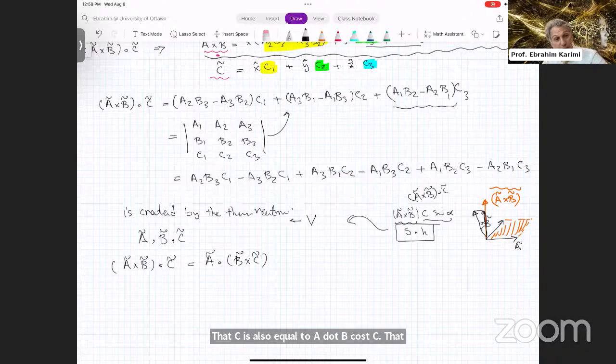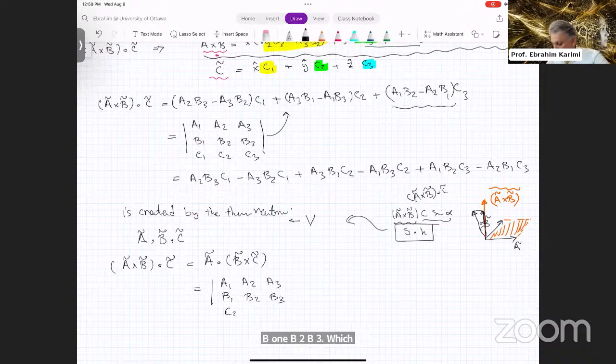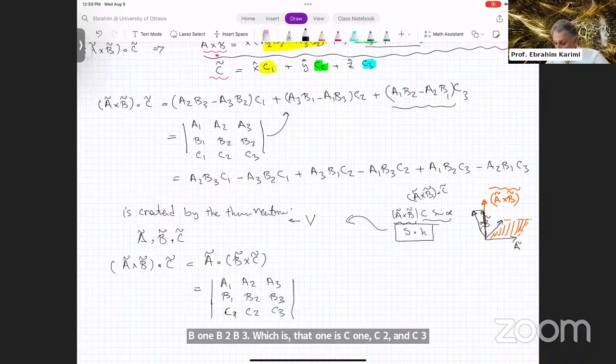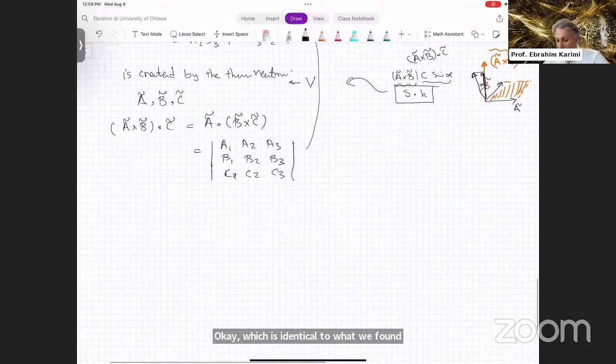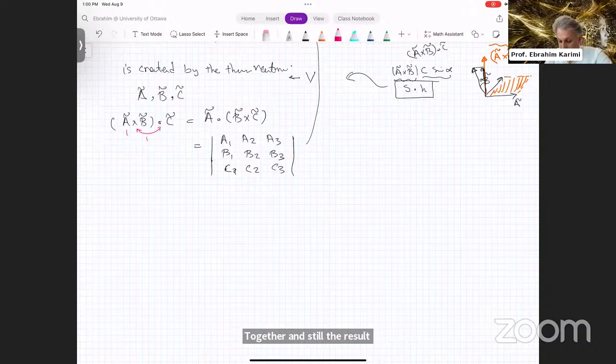That can be seen also from the determinant. If you look at the determinant of this, essentially it is equal to the rows A1, A2, A3, B1, B2, B3, and C1, C2, and C3, which is identical to what we found here as well. So when you have the cross and dot product, you can switch them and still the result will be the same, but you are not allowed to change the sequence.